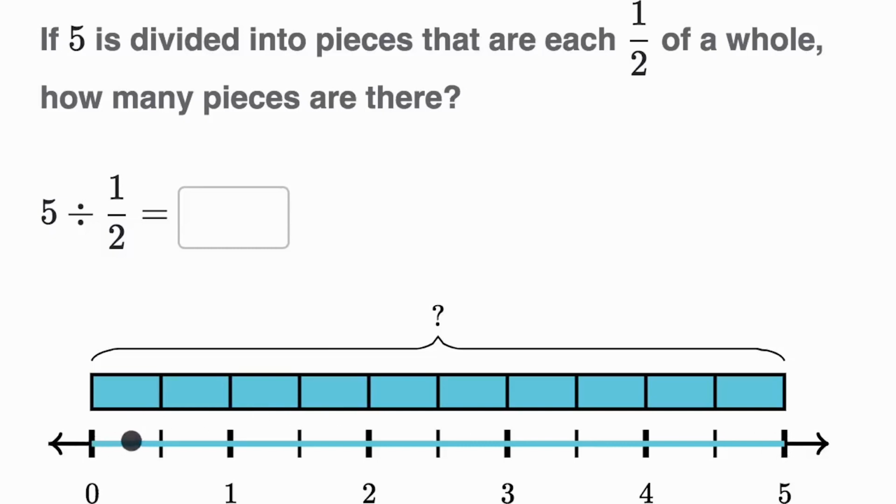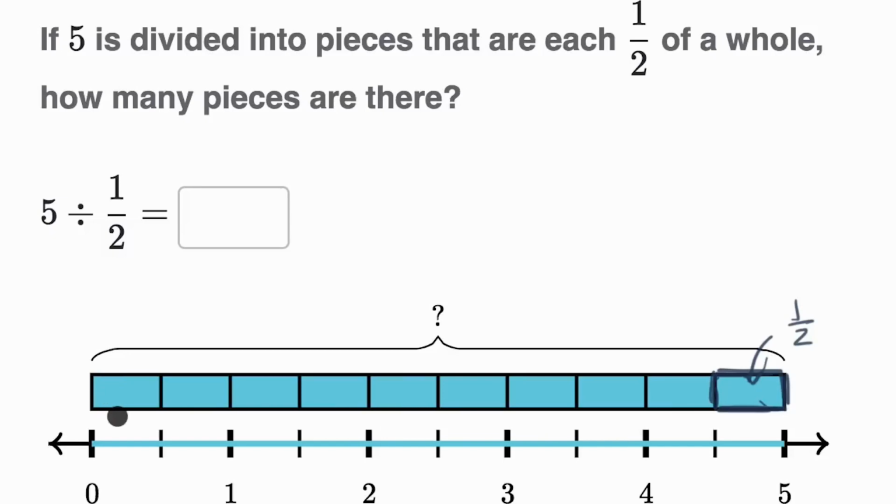So here on this number line, we go from 0 to 5. And then notice, they've divided into pieces that are each 1/2 of a whole. This is one piece right over here. So this right over here is 1/2. How many of those halves does it take to make 5? Well, 2 halves make a whole, and we have 5 wholes.